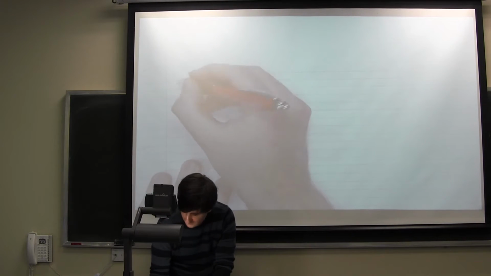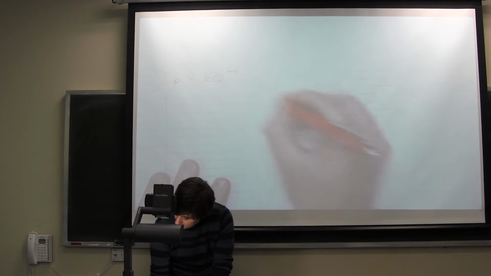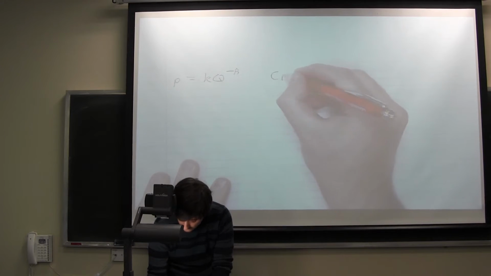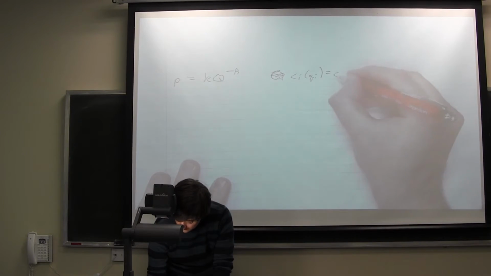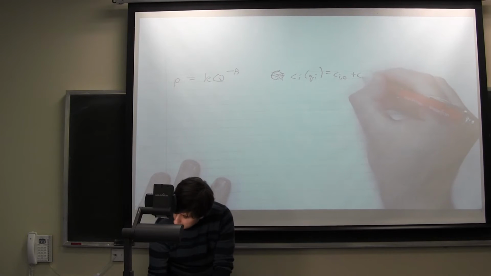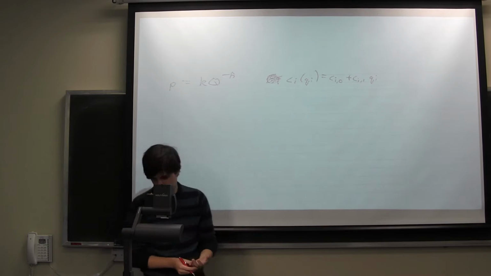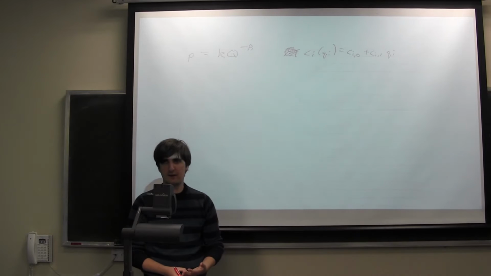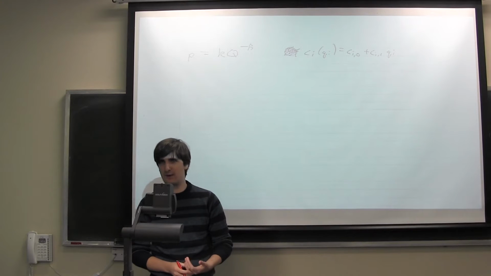Okay, so the problem had price equal to K Q to the minus beta. There's a demand curve. The cost of firm i is c_i0 plus c_i1 q_i. So how do we go about solving for the Cournot outcome in this setup? What's the first thing we're going to write down?